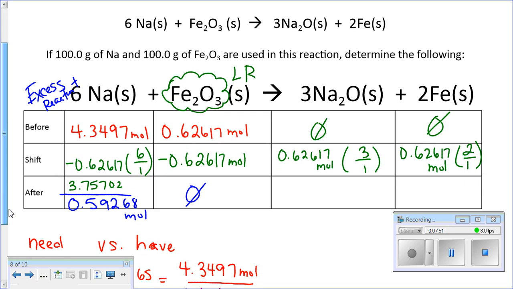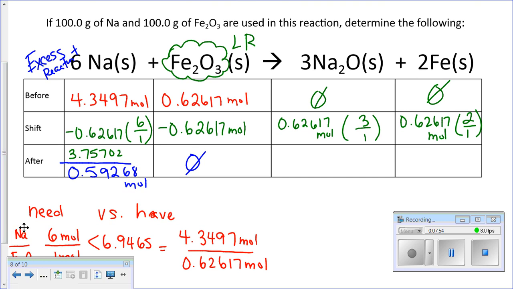Okay, now I need to figure out how much product I'm going to make. So if I look back up here at my balanced equation again, I can make 3 moles of sodium oxide for every 1 mole of iron 3 oxide I have. So that ratio is 3 to 1. Well, I have 0.62617 moles of iron 3 oxide that I can use, and I'm going to use all of that. So that will react to form sodium oxide in a 3 to 1 ratio. So I'm going to take my moles of iron 3 oxide and multiply that times 3 divided by 1.